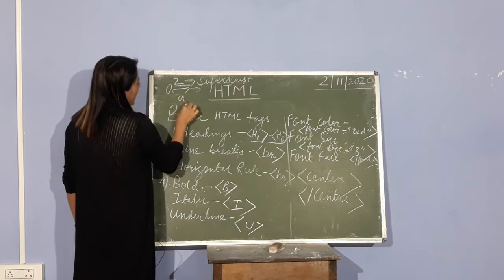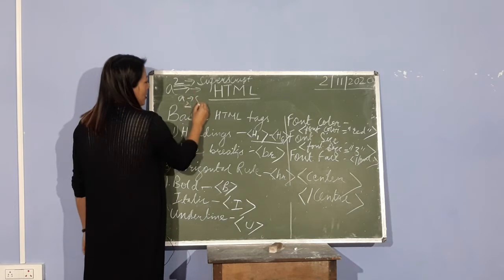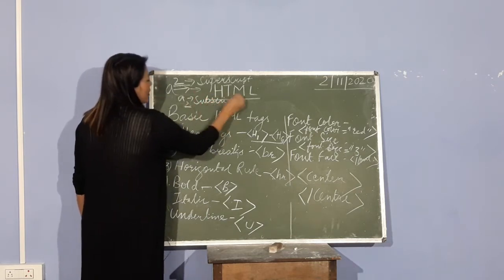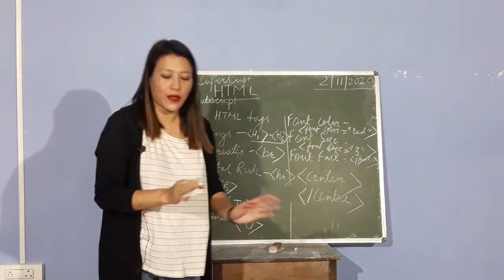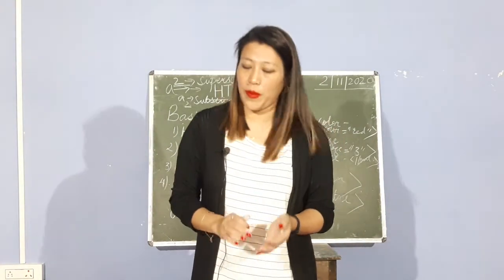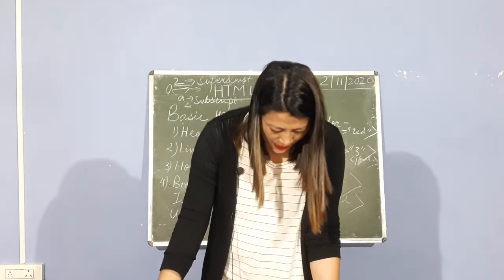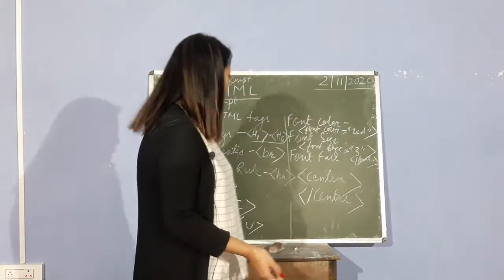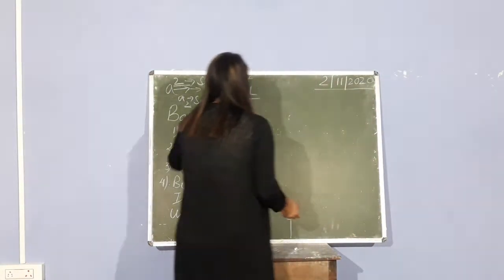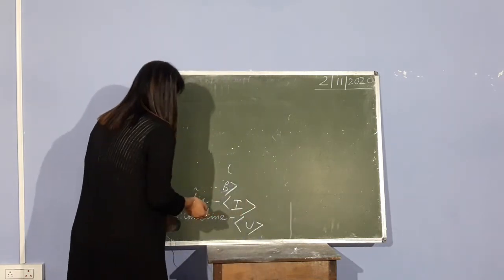And if this 2 is below your normal character, then it's called subscript, okay? So this is superscript and subscript. Whenever you are making a web page, sometimes you need to apply superscript and subscript also. For that you need to give SUB for subscript and SUP for superscript. That is also a basic tag, so you need to mention it.